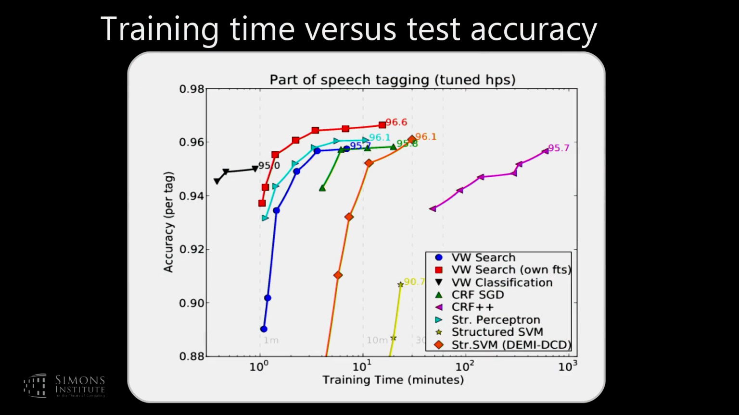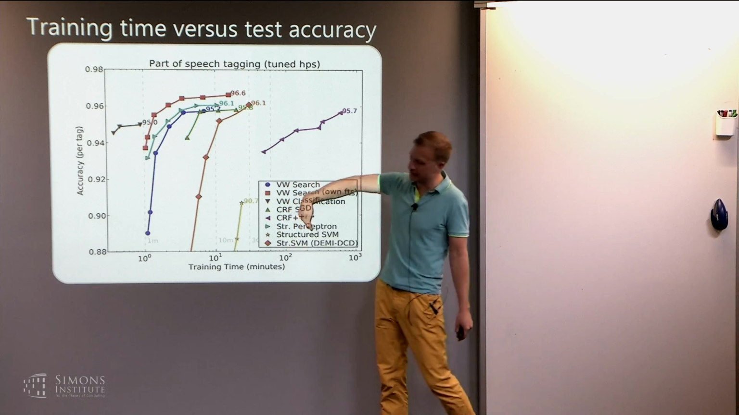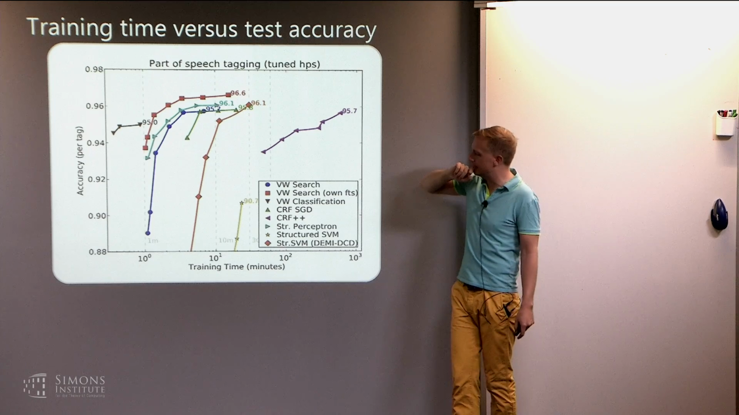So this was a paper we had at NIPS last year, although I think it was first rejected from NIPS 2014, so it's a little bit out of date. But basically, this is comparing the imitation learning style algorithms to more classic algorithms like conditional random field, structured perceptron, and structured SVMs with varying training algorithms. And so here, the x-axis is the amount of time that it takes to train. Y-axis is accuracy on test data.